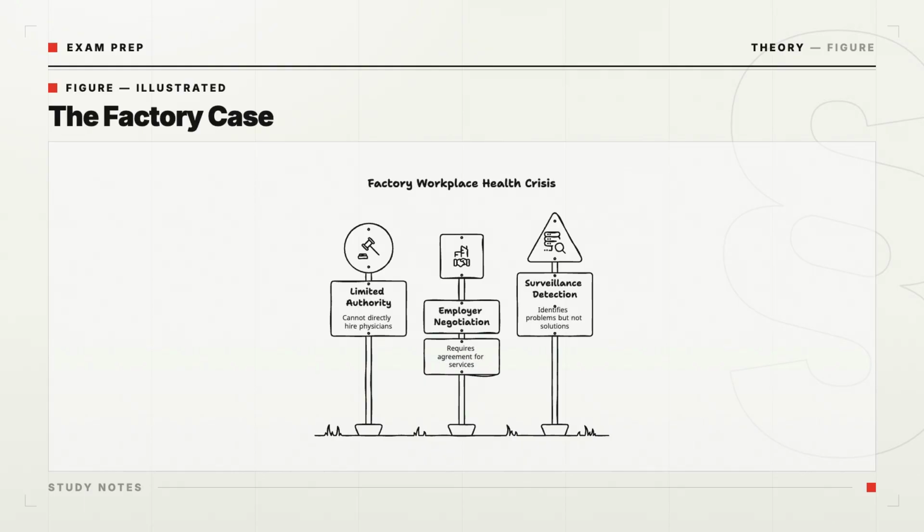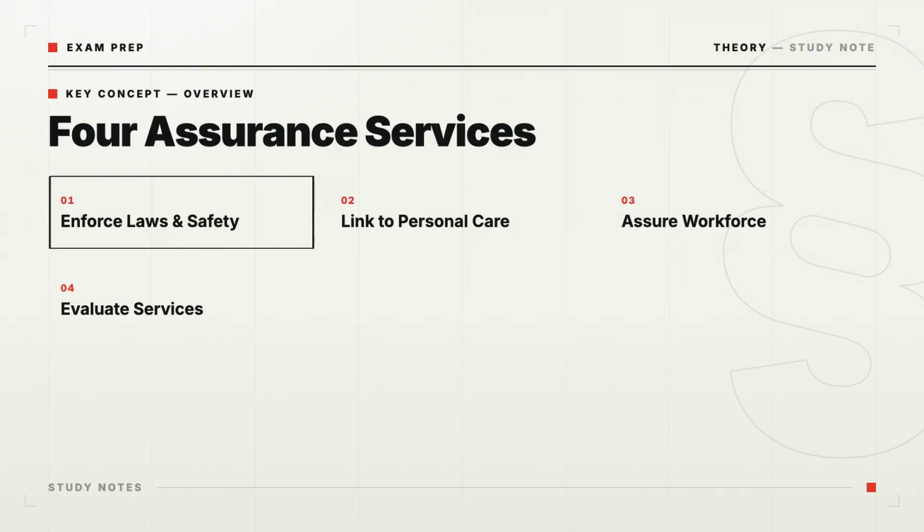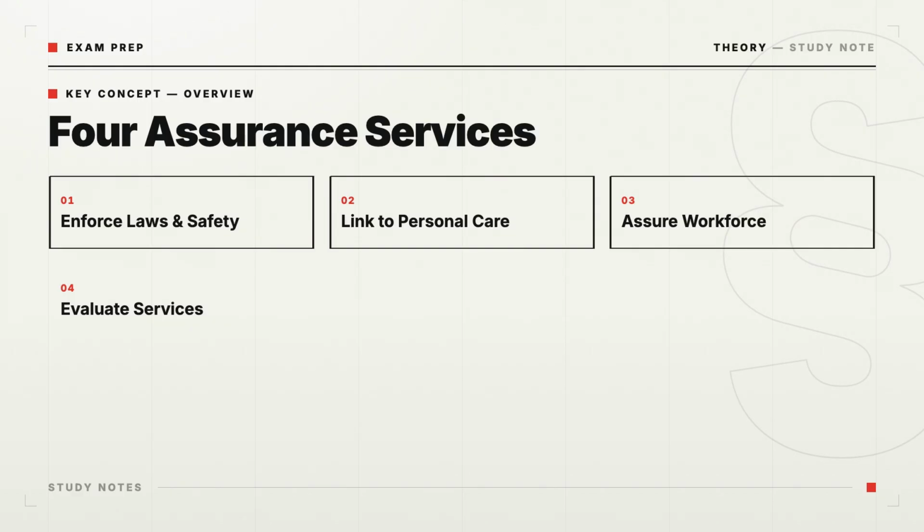Consider a factory with no clinician on staff, where surveillance turns up high rates of injury and respiratory illness. The health department can't hire a physician for a private company, but it can negotiate with the employer and connect an on-site provider. Services now exist where none existed. 4 of the 10 essential services fall under assurance: enforcing laws like restaurant inspections and housing codes, linking people to personal health services, assuring a competent workforce through licensure and training, and evaluating whether services actually work.